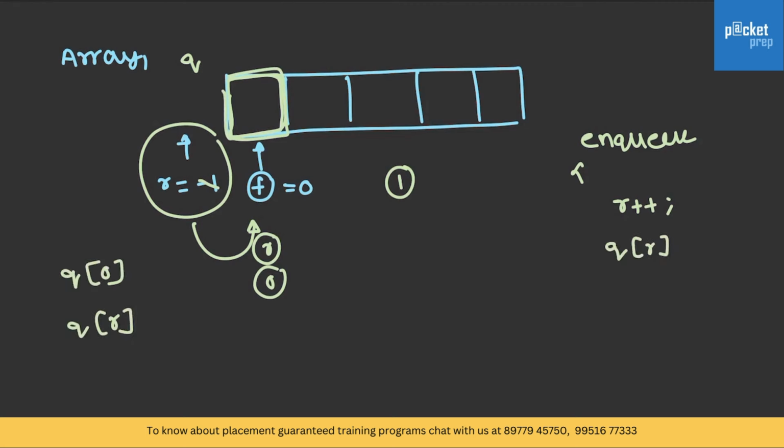So, Q of rear is equal to the item which you have to insert, let's say in this case 1. So, 1 has to be inserted in Q of rear. 1 will be inserted here. This happens at the NQ basically.